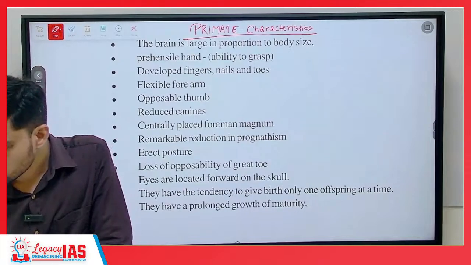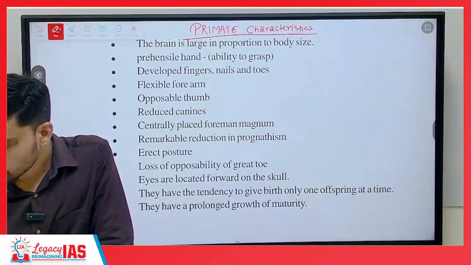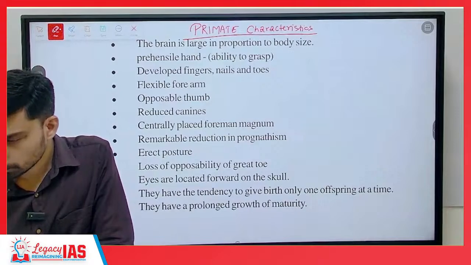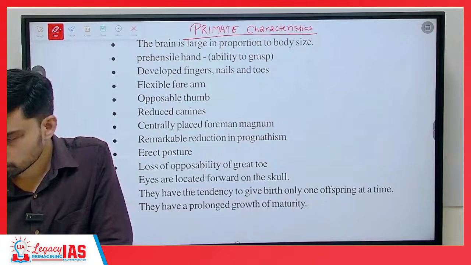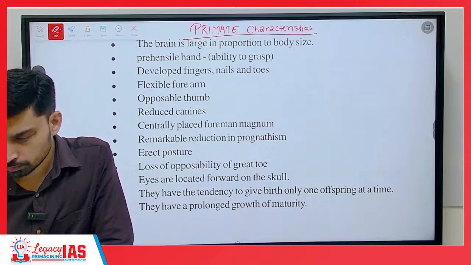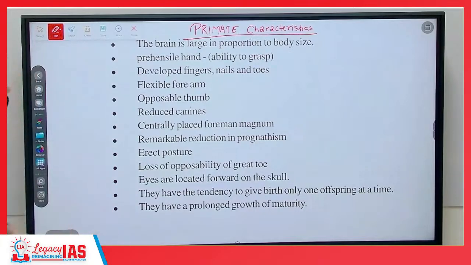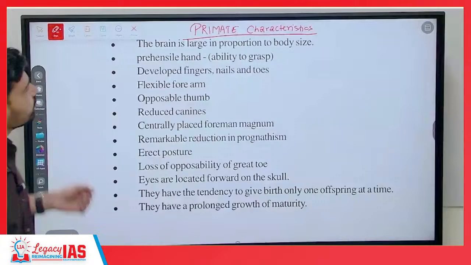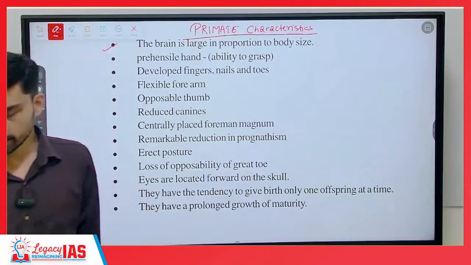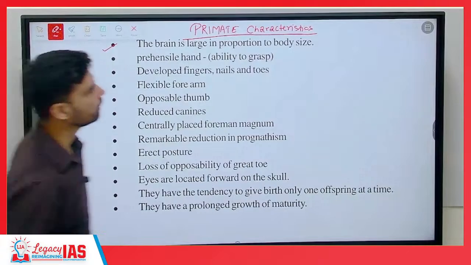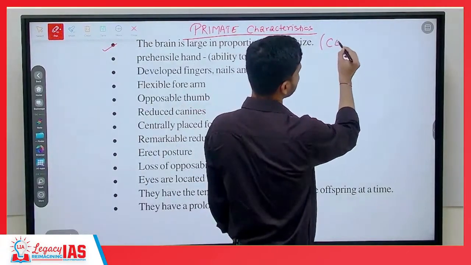So first is brain is large in proportion to body size, as compared to other organs. It is measured by the cephalic index, that is the measurement unit. So the brain to body ratio we are talking about. Brain to body ratio in primates is larger.